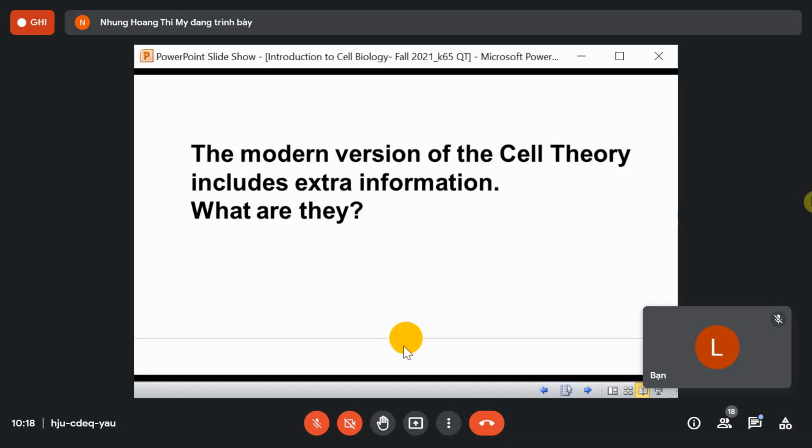Of course, with time, with the development of techniques and more knowledge gained, the more we understand about the cell, and the statements of the cell theory will increase. So now the modern version of cell theory includes extra information. So what are the new statements in the modern cell theory?